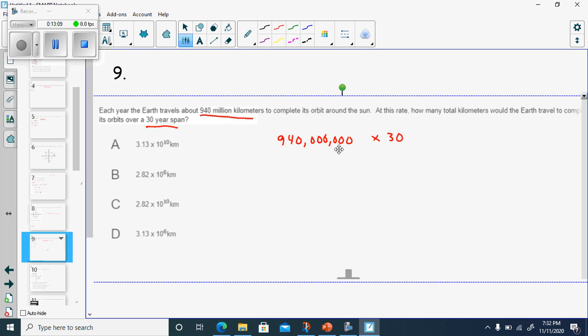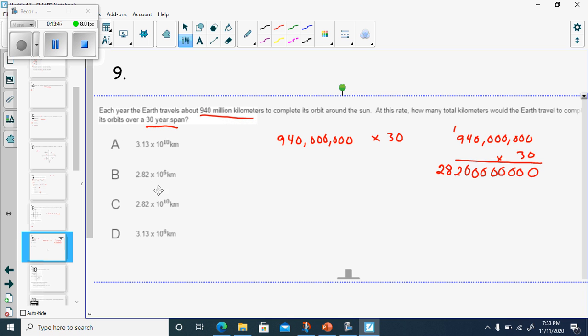If I've got this and I'm multiplying it by 30, 940 with all of these zeros, times 30. Okay? Well, there's a 0 here, you put down a 0. Now, 0 times 3 is 0, and that's the case for each of the zeros. 3 times 4 is 12. Carry your 1. 9 times 3 is 27. Plus 1 is 28. Okay?